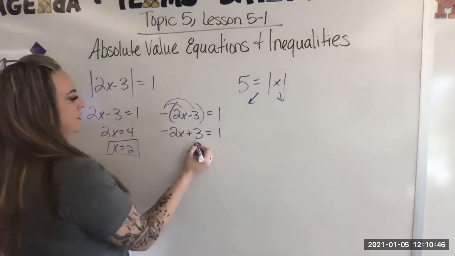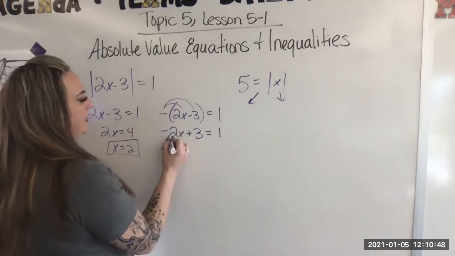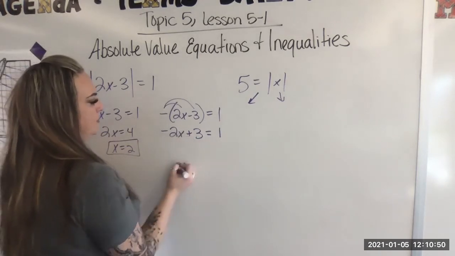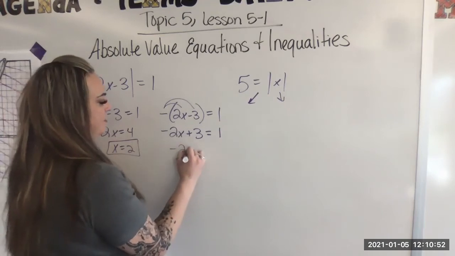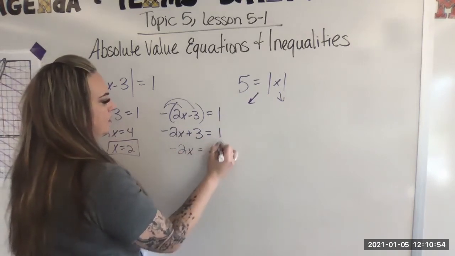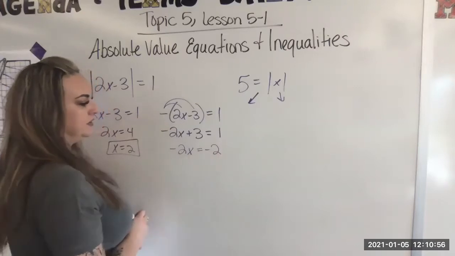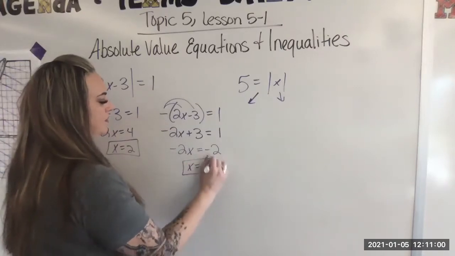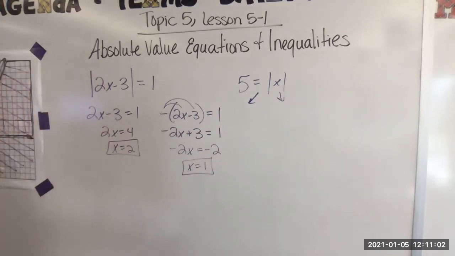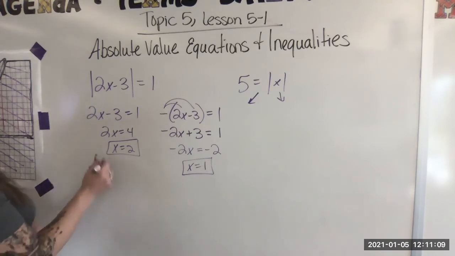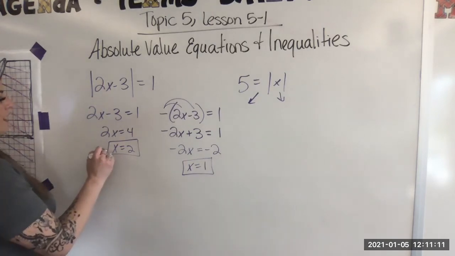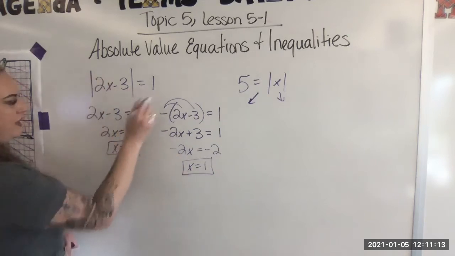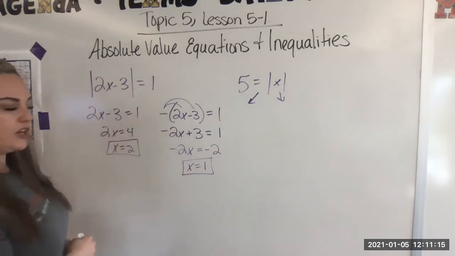Over here, we subtract 3 on both sides. We get negative 2x equals negative 2. So then x equals 1 when we divide both sides by negative 2. Okay, so now we are going to plug this into the original, both of them, and make sure that it checks out. Let's check our answer.